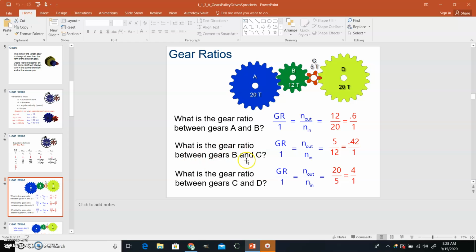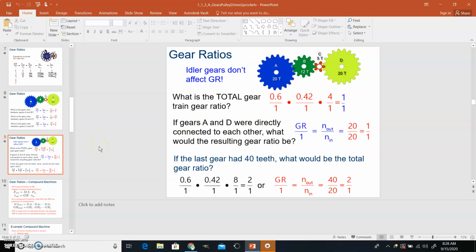What is the gear ratio between gears B and C? As you can see here, B is going to be 12 teeth, and then C is going to be 5 teeth. Again, you're just doing the simple division there, and so on. So we won't talk any more about that. That's pretty self-explanatory.